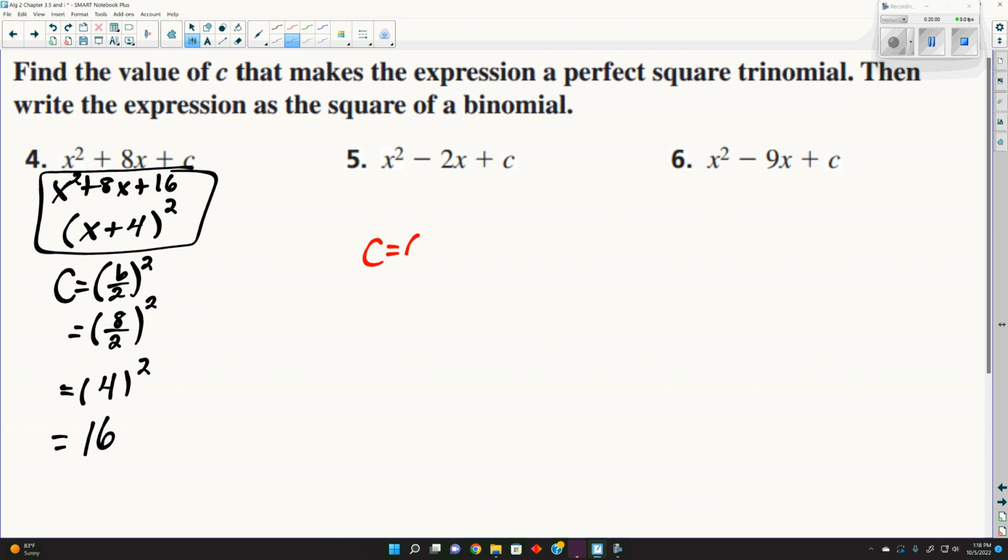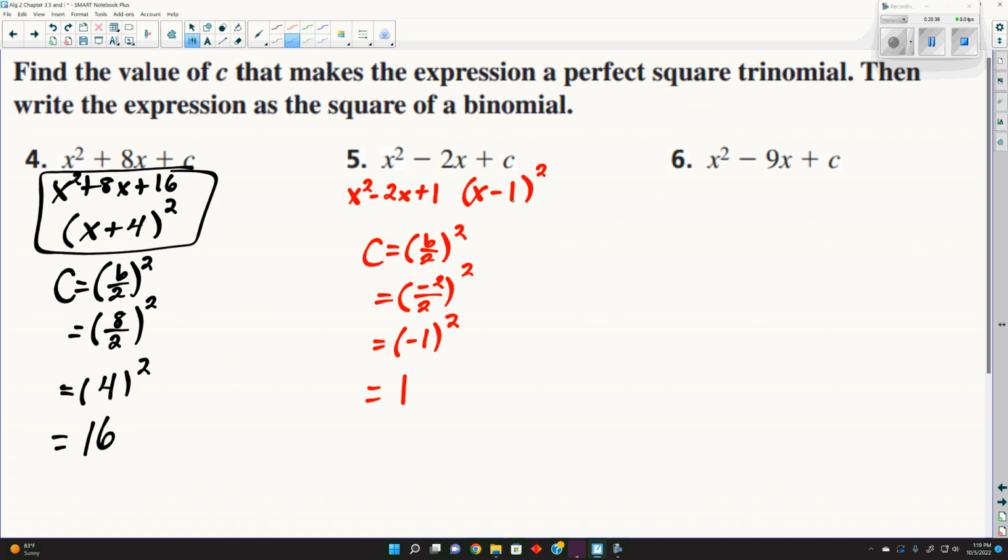Now, for each one of these, and especially on the homework, you don't have to write the b over 2, because you could do c is equal to, for this case, negative 2 over 2 squared. You can go on and just write that down and work it out from there. Well, negative 2 divided by 2 is negative 1, which tells us that we have x squared minus 2x plus 1, and inside our parentheses, we're going to have x minus 1 squared.